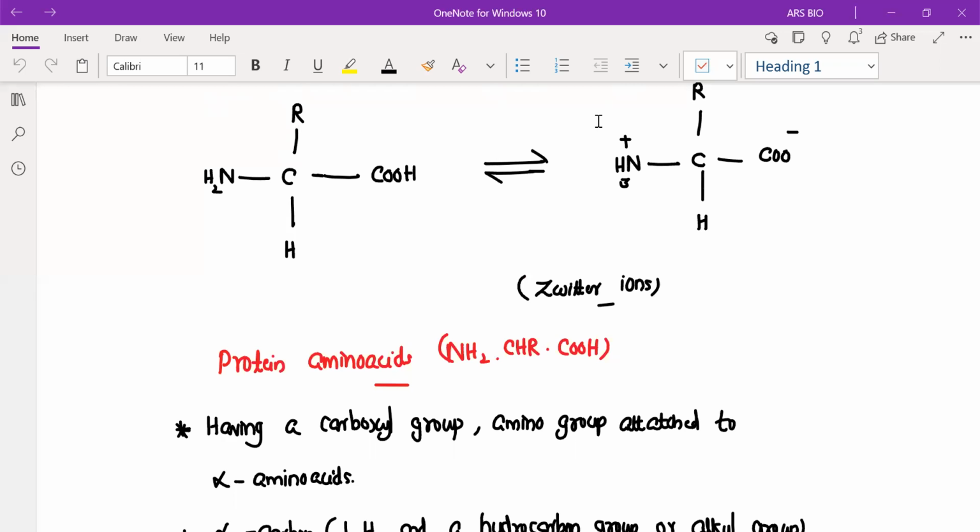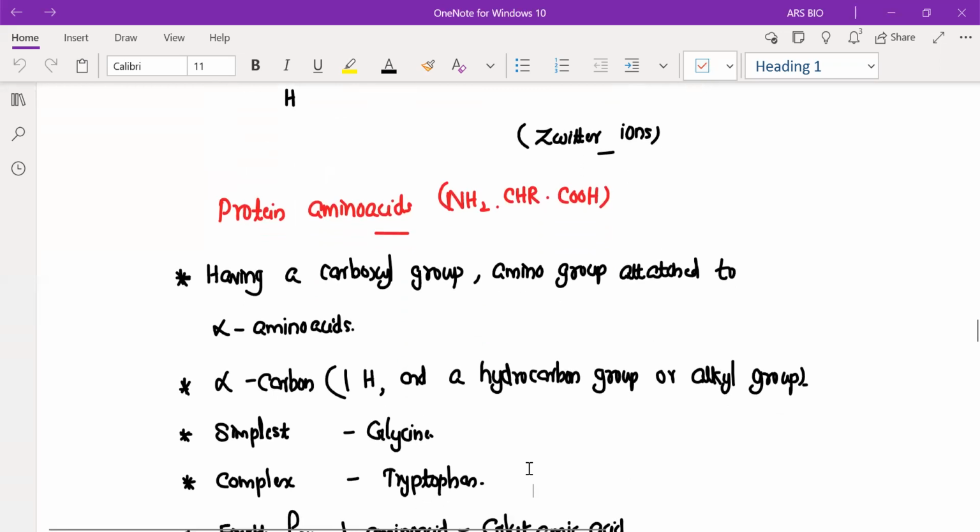Now the second one, that is CHR. So the carbon has one hydrogen atom plus one alkyl group. That is the R group. That's why it is written as NH2CHR. Now along with this, the COOH group is also there. COOH means that is a carboxylic acid group.